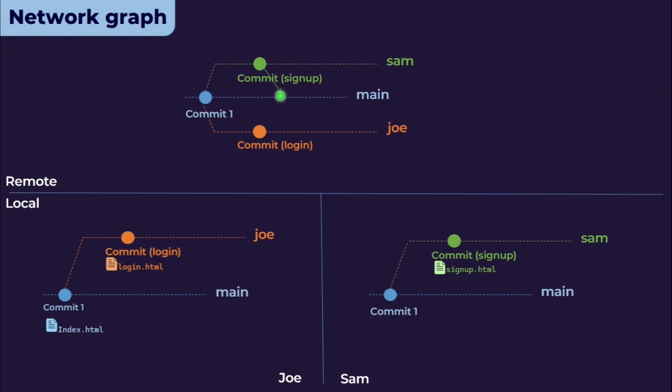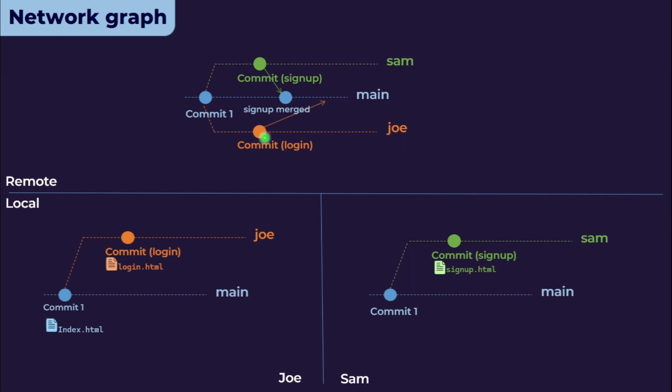And the way merges take place is Git is going to look at the latest commit on Sam's branch and the latest commit on the main branch and try to merge those two into a single commit. So this commit coming from Sam has the signup.html, and what was present initially in commit 1 has the index.html. So the new commit which is created here, this signup merged commit, is going to have both the signup.html file and the index.html file from these two commits.